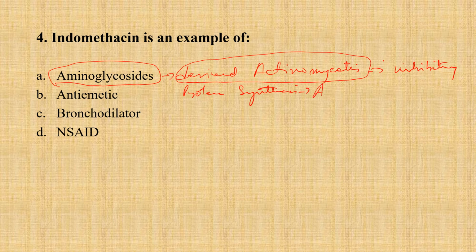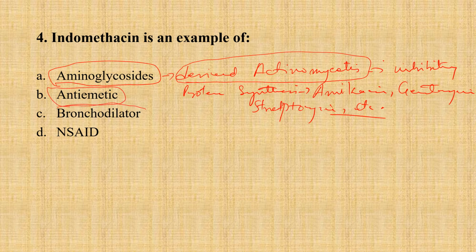Examples of these are amikacin, gentamicin, streptomycin, etc. And then option B given antiemetics, option C bronchodilators. Bronchodilators are like salbutamol, salmeterol, etc. And NSAIDs, what are NSAIDs?